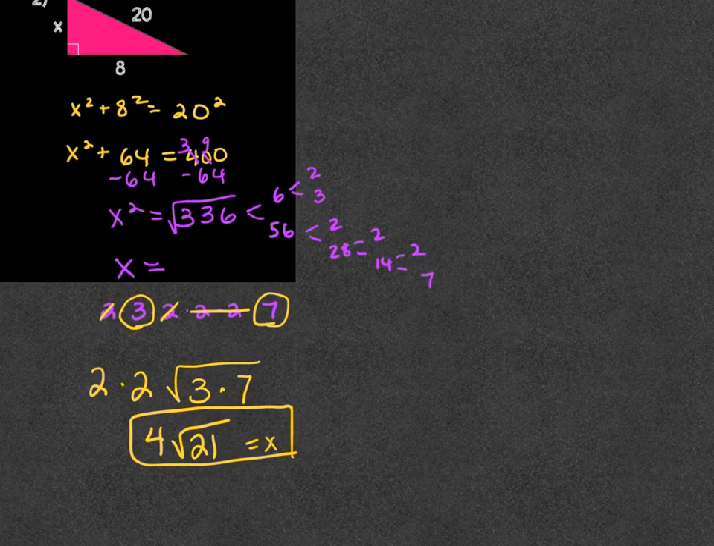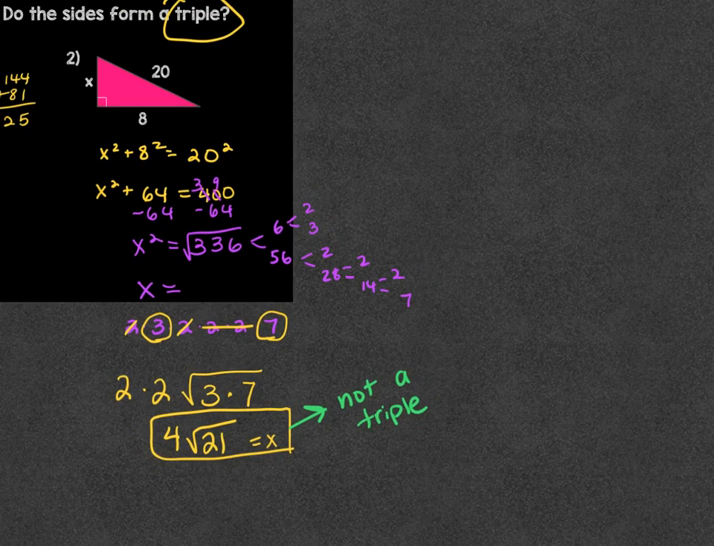Are the side lengths 4 root 21, 8, and 20 all whole numbers? No, as soon as you get that square root you can't simplify, that's not going to be a whole number. So are these a triple? All 3 of them have to be. The 2 that they gave you at the beginning, the 8 and the 20, and then the one that you find. All 3 of them have to be whole numbers in order for them to be a triple. That makes sense.